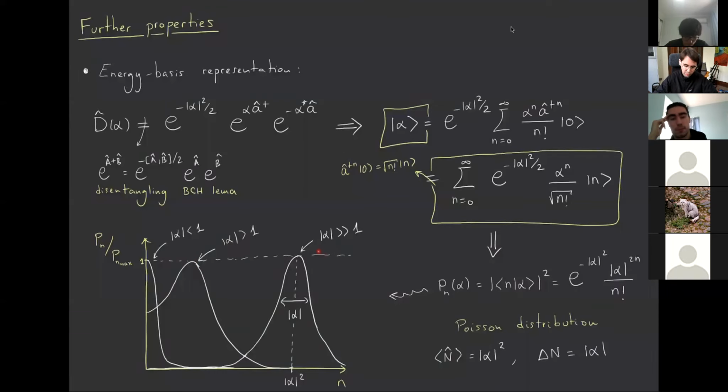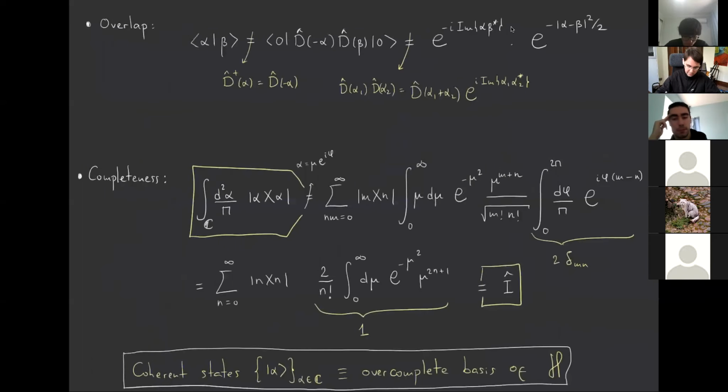And when alpha is large enough, then it just becomes something similar to a Gaussian, like we know, with a well-defined peak and with a width that goes as the absolute value of alpha, while the peak goes as alpha squared. So this means that essentially the average of quanta is alpha squared, while the fluctuations of quanta are alpha. And this is very important, as I will tell you in a second why. But before that, we also saw that essentially coherent states overlap.